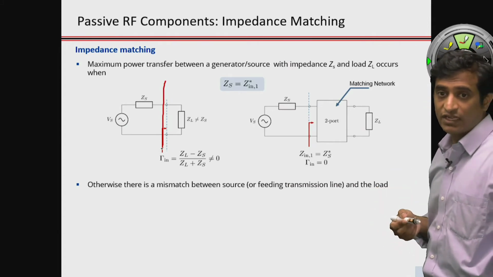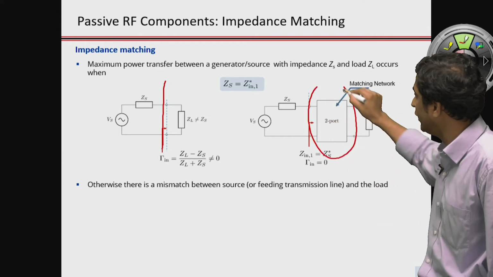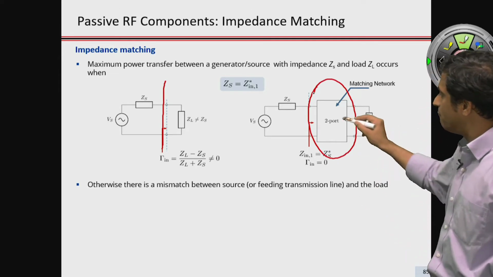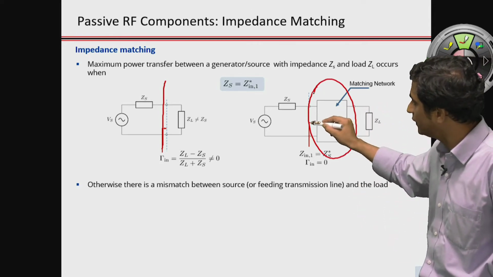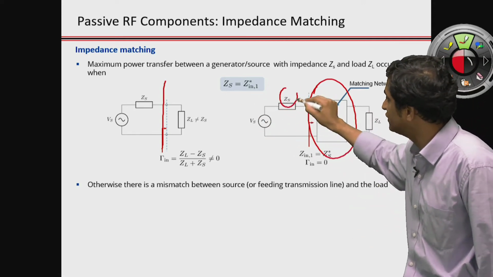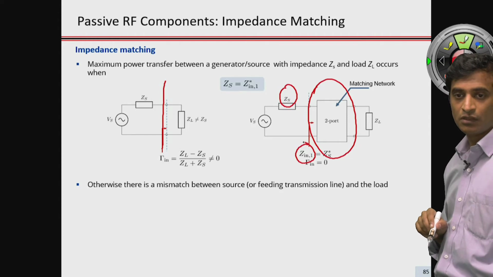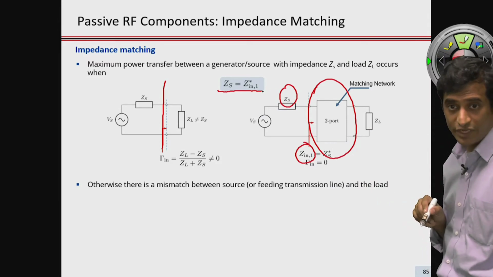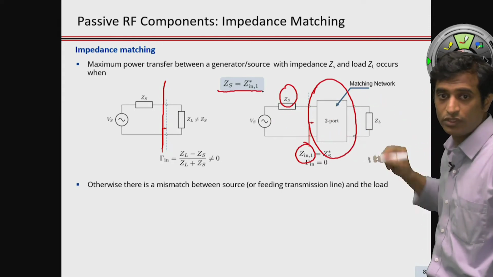The procedure to achieve that is called impedance matching, and it is done by inserting a particular two-port network called a matching network. The matching network's objective is to transform a certain load impedance to a particular input impedance that the source sees, such that the source impedance has a particular relationship to the input impedance. Turns out that when the source impedance is the complex conjugate of the input impedance, that's when maximum power transfer happens from the source to the load.